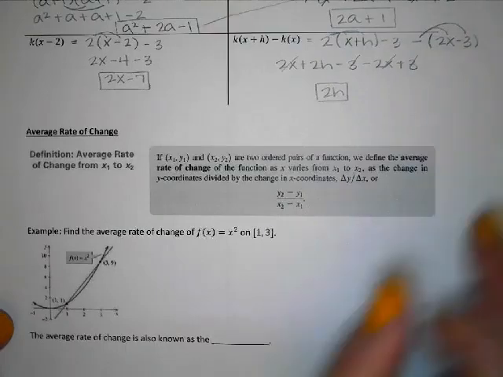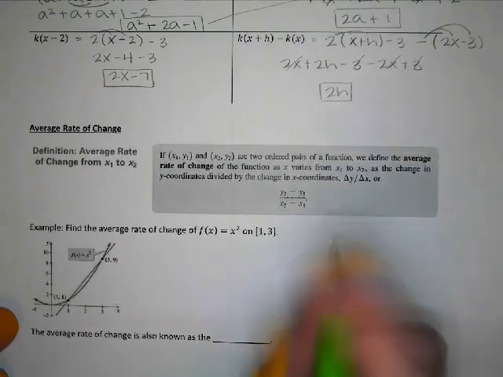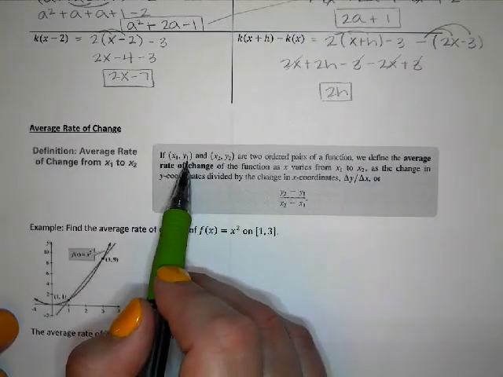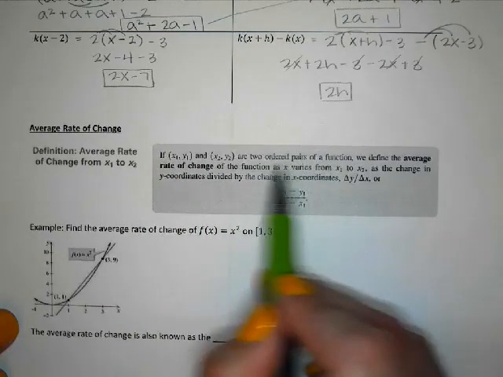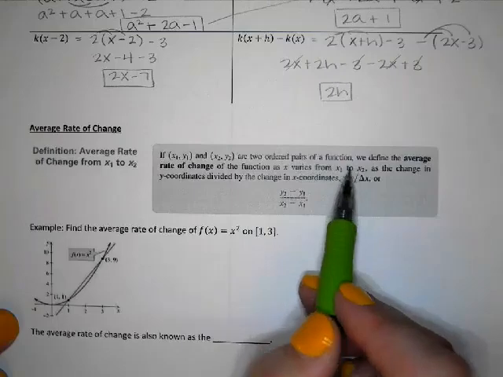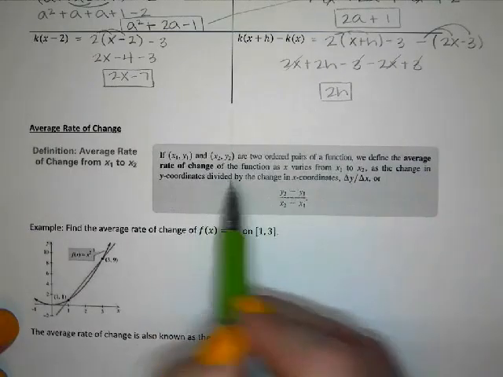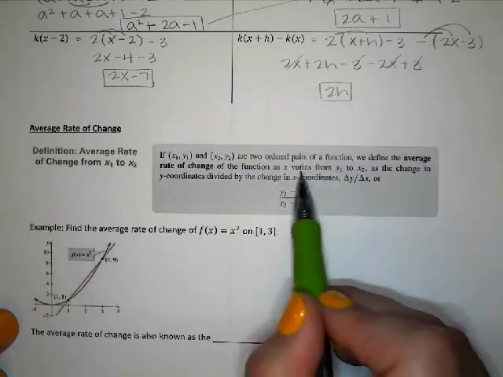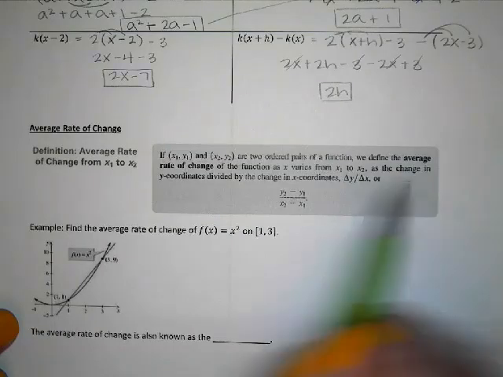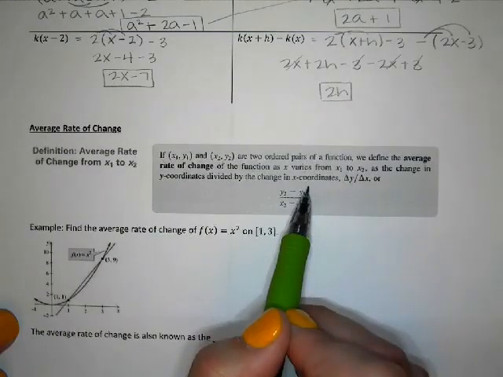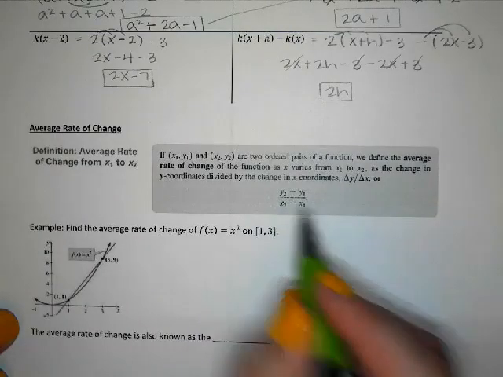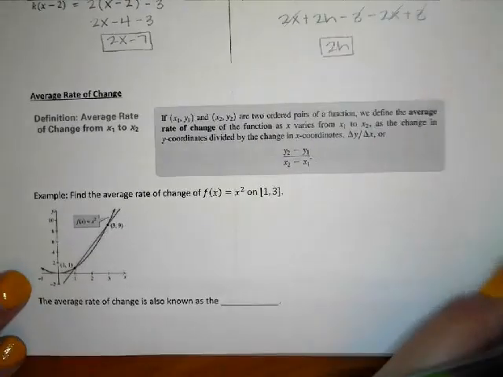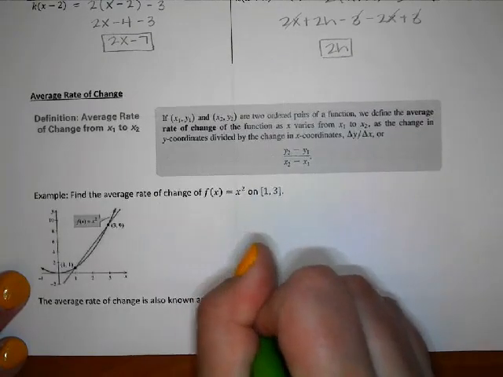Okay. Next we want to talk about average rate of change, which is not a new idea to us. It says if we have x sub 1, y sub 1 is the first point, x sub 2, y sub 2 is the second point, so that's two ordered pairs or 2 points from a function. We define the average rate of change of the function as x varies from the first point to the second point as the change in the y coordinates divided by the change in the x coordinates, change in y over change in x. This should be familiar to you. The average rate of change is also known as the slope.